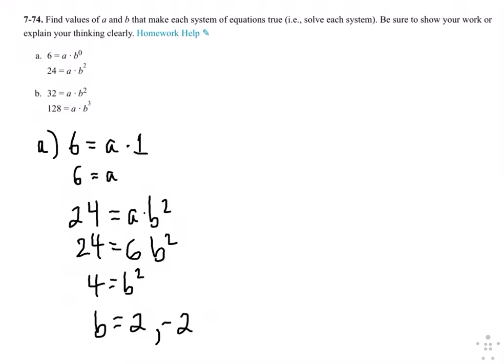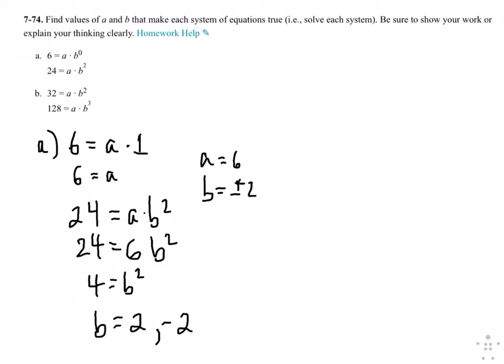So I would say that A equals 6 and B equals plus or minus 2, right? But they really only asked for a value of A or B. They didn't ask for everyone, although then they said solve each system. So I'd say A is 6, B is plus or minus 2, and that would work in both those equations.